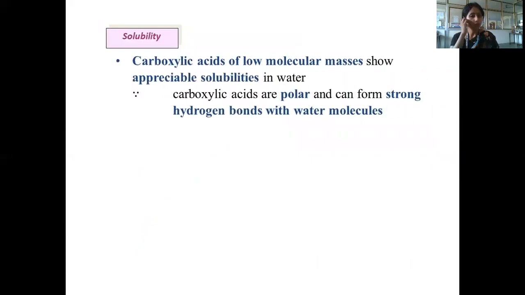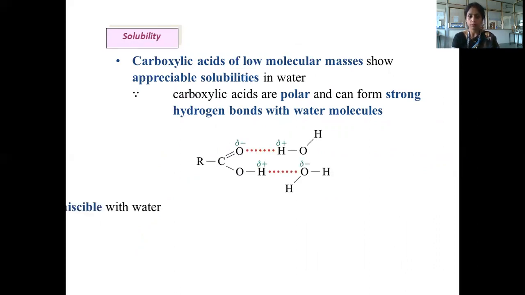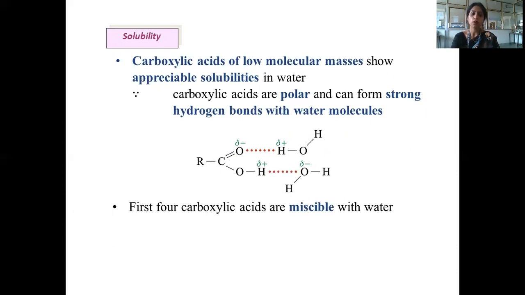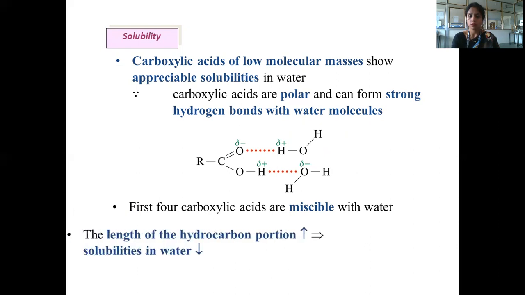Then looking at the solubility. Carboxylic acids of lower molecular mass have a lot of solubility in water. They are highly soluble. Why? Because they are polar and they can also form strong hydrogen bonds with the water molecules. The first 4 carboxylic acids are actually miscible in water.